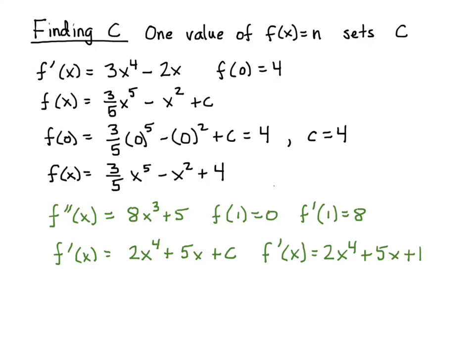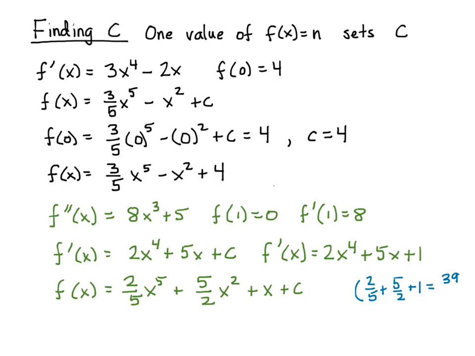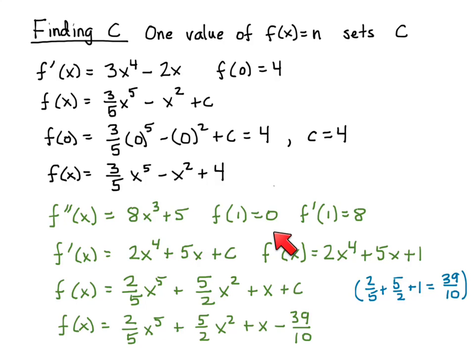And then finding the next antiderivative, here I have my values, and so I'm going to plug in a 1 here to see what I'm going to end up with. And so if I add my 2/5 plus 5/2 plus 1, I'm going to get 39/10. So I know then that c is going to be negative 39/10 because I want to end up with 0.